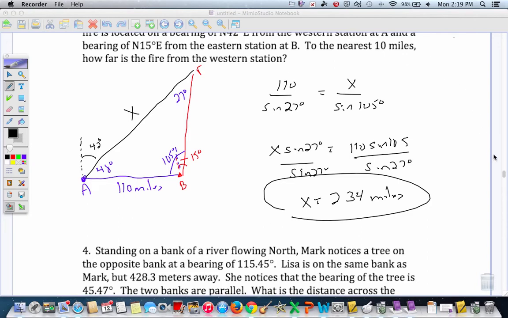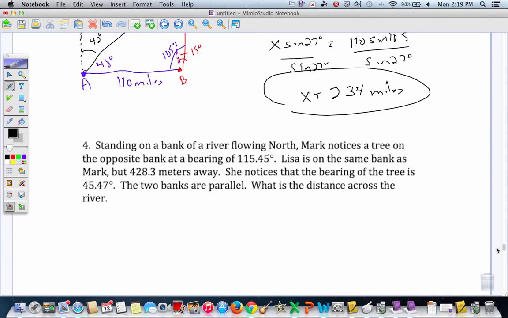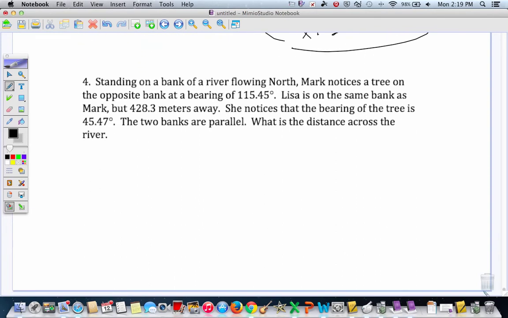Okay, so let's move on here to our next problem. And you can see as we read through this: standing on the bank of a river flowing north, Mark notices a tree on the opposite bank at a bearing of 115.45 degrees. Lise is on the same bank as Mark, but 428.3 meters away. She notices the bearing of the tree is 45.47 degrees. The two banks are parallel. What is the distance across the river?